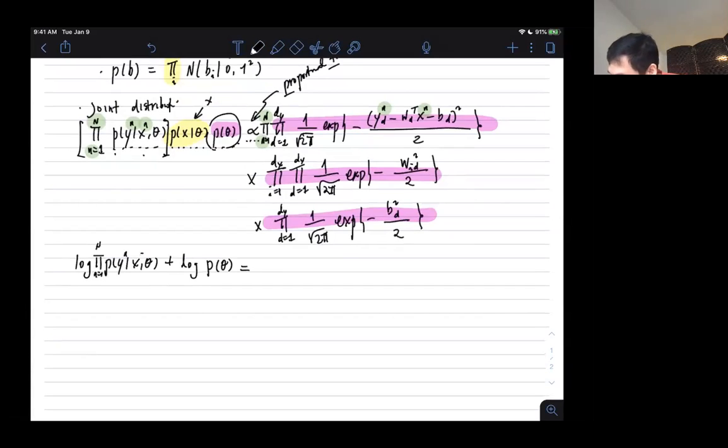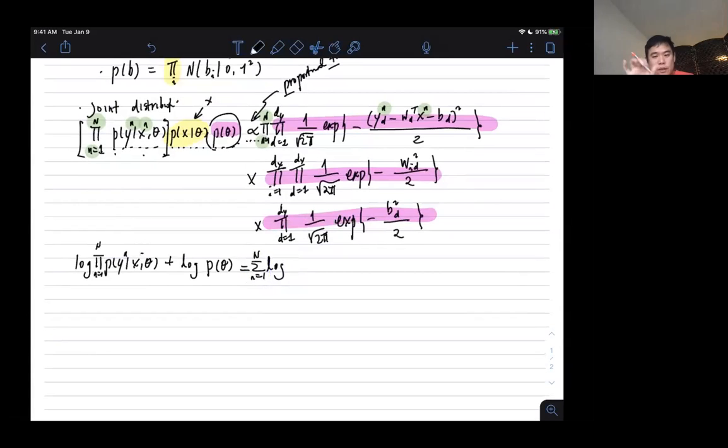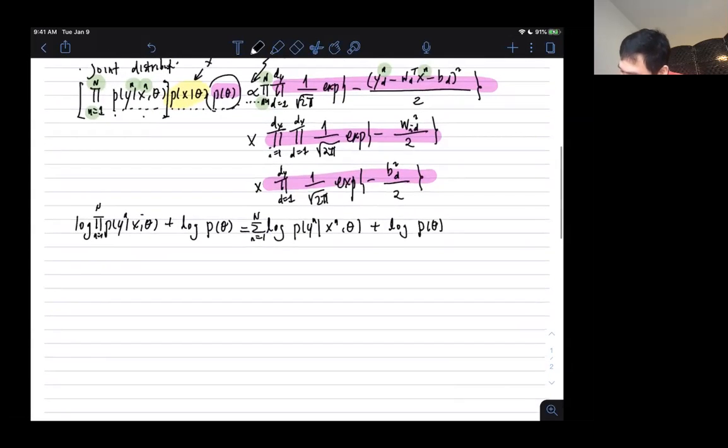But what we know is that this is the same as the log, n goes from 1 to n. Okay, we move it here, because the log of the product is the sum of log p of y_n given x_n and theta, plus log p of theta. And then now let's write down whatever we wrote down above. So for the first term, what we need to look at is this first term there. And then we already moved the log inside the outer product.